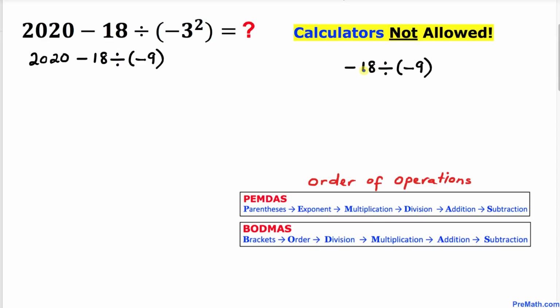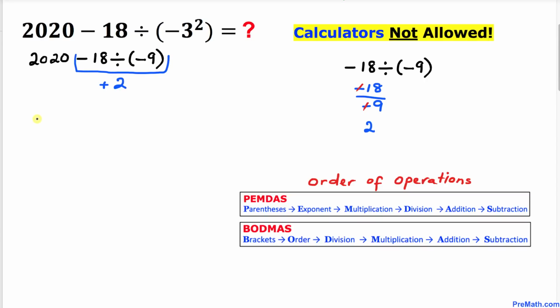And here I have copied down negative 18 divided by negative 9. So this could be written as negative 18 over negative 9 as a fraction. And here we can see that this negative and negative cancel out. So this reduces to just simply 2. So we can see that this whole part has been simplified to 2. 2 is the same as positive 2.